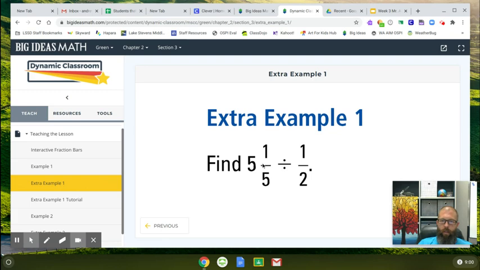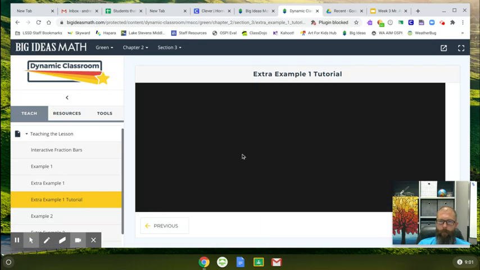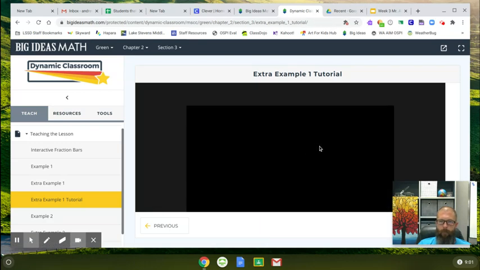All right, here we go. Another one. 5 1/5 divided by 1/2. So steps are, I need to change this into an improper fraction. And let's watch the video. 5 1/5 divided by 1/2. Before we actually find an answer, let's make an estimate.